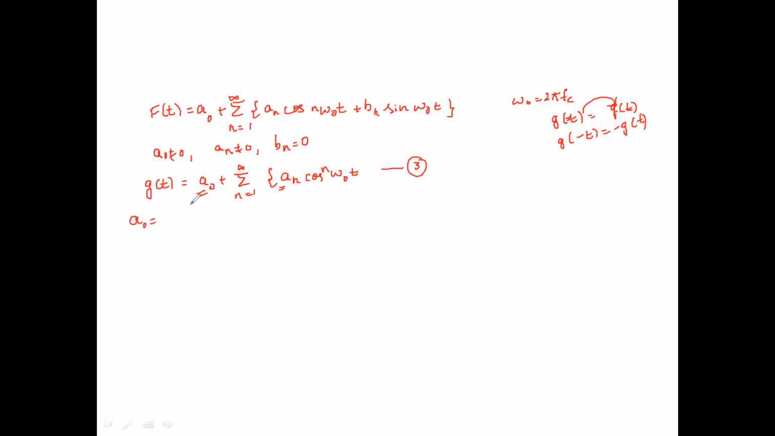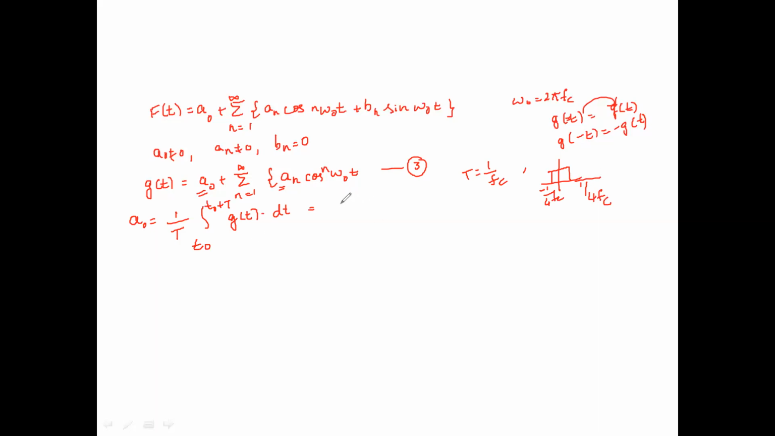Okay. So how will you find out a naught? A naught is given by 1 by T integral from t naught to t naught plus T of g of t dt, this is the general expression. So what is T? T is nothing but the total time period. What is the total time period we have taken for the carrier signal? It is T equal to 1 by fc. So what is the value of t naught? Just remember how I have written, it is minus 1 by 4 fc to plus 1 by 4 fc.